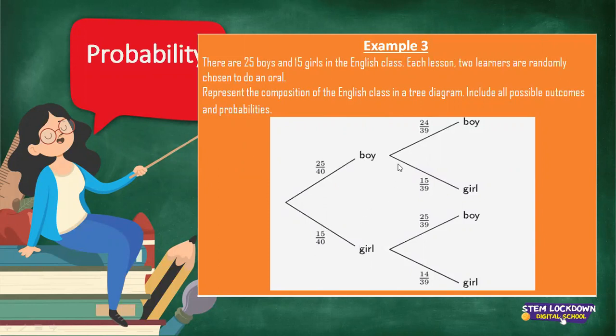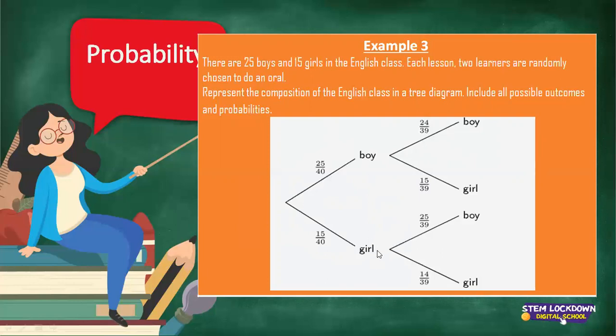For the second choice now, say the first was a boy. For the second choice you can have a boy or a girl as well. The probability of getting a boy in this case will be 24 over 39, because now there are 39 learners in total, and there are 24 boys. And the probability of getting a girl will be 15 over 39. Because the first choice is a boy, the total number of learners has reduced, but the number of girls remains 15, and the total is 39.